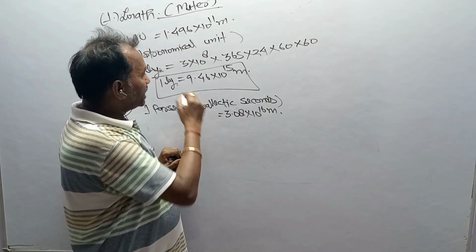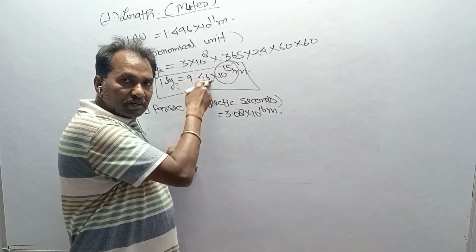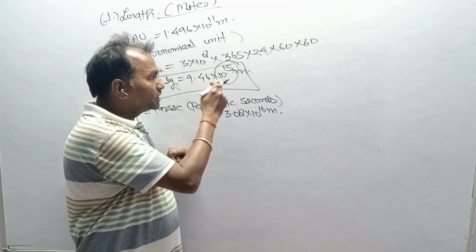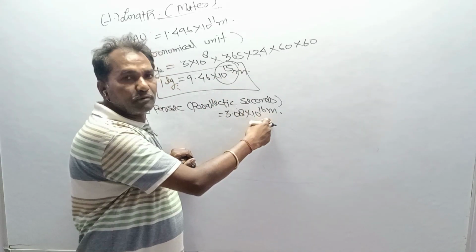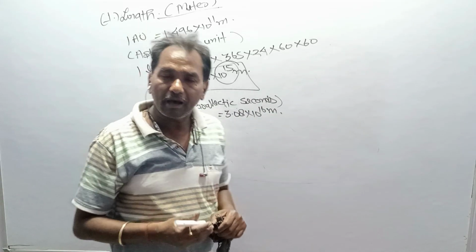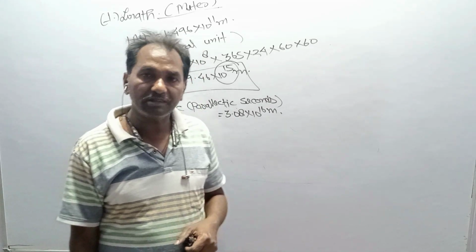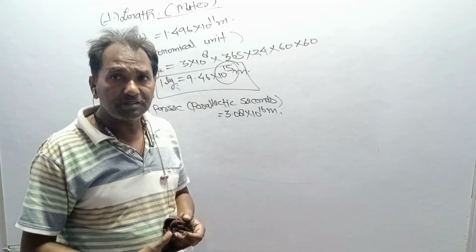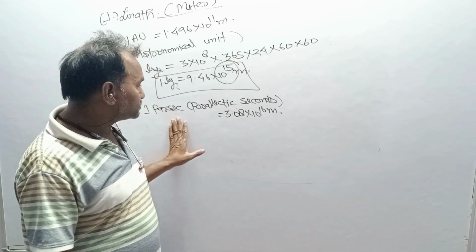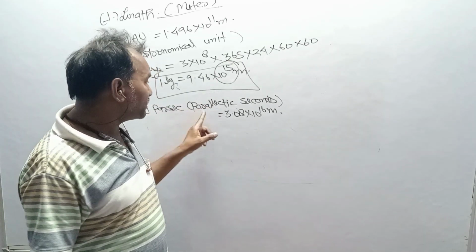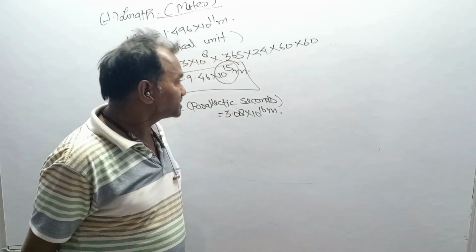Look here. The light year has the order 10 to the power 15 meter, or you can suppose it to be 9.46. If you round it to 10, then this order is nearly 10 to the power 16 meter. And the parsec is 3 into 10 to the power 16 meter. So the parsec is approximately 3 times bigger than the light year. So the biggest unit to measure the length between the stars or between the planets is the parsec, the parallactic second, and 1 parsec is equal to 3.08 into 10 to the power 16 meter.